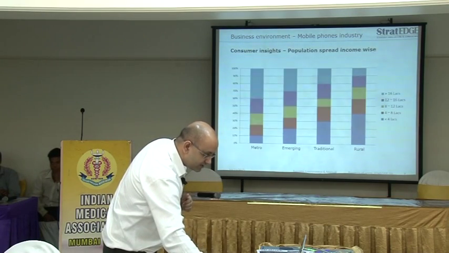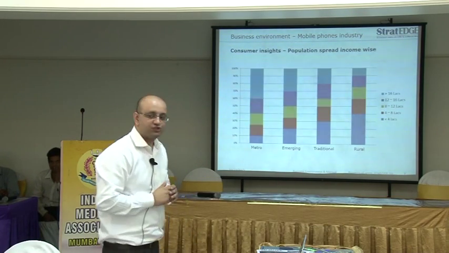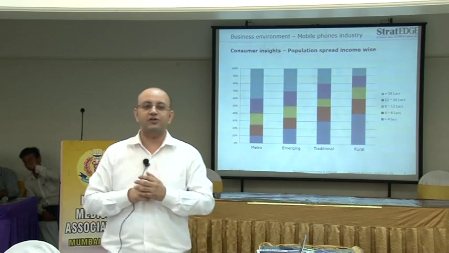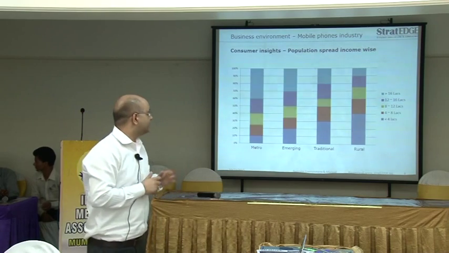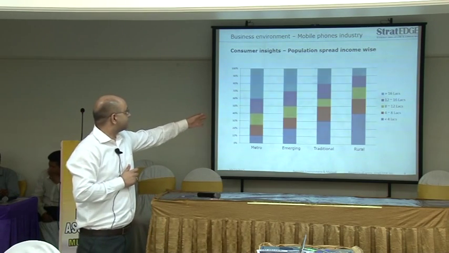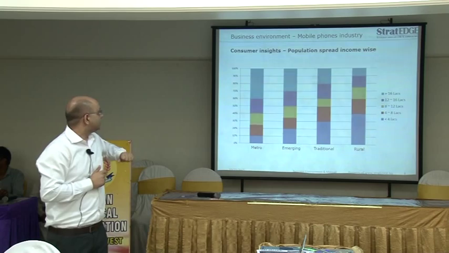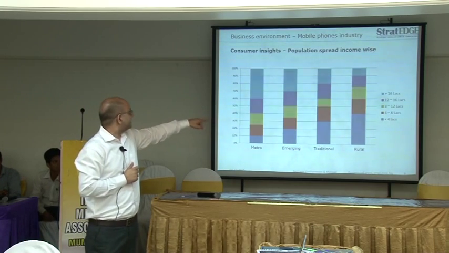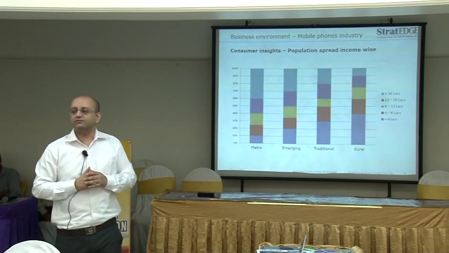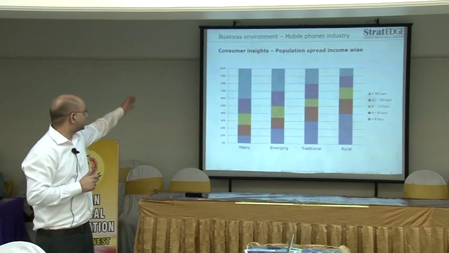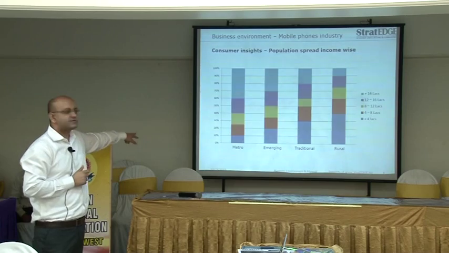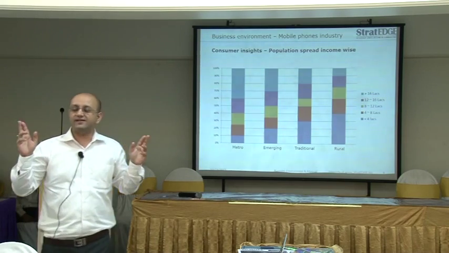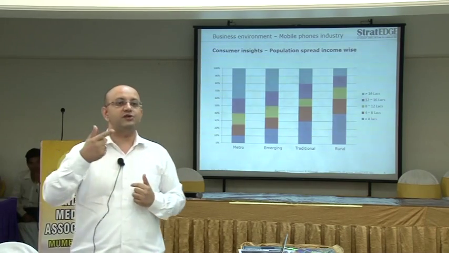I'll quickly move on to the next slide, which talks about 4 geographical locations: metros, traditionals, emerging town, and rural. In that, there is an income level spread. Let's say in rural, more than 16 lakhs salary, there are only 10% people working. And similarly, you can see on the other graph also, let's say in metro, less than 4 lakhs salary, there are 10% people.